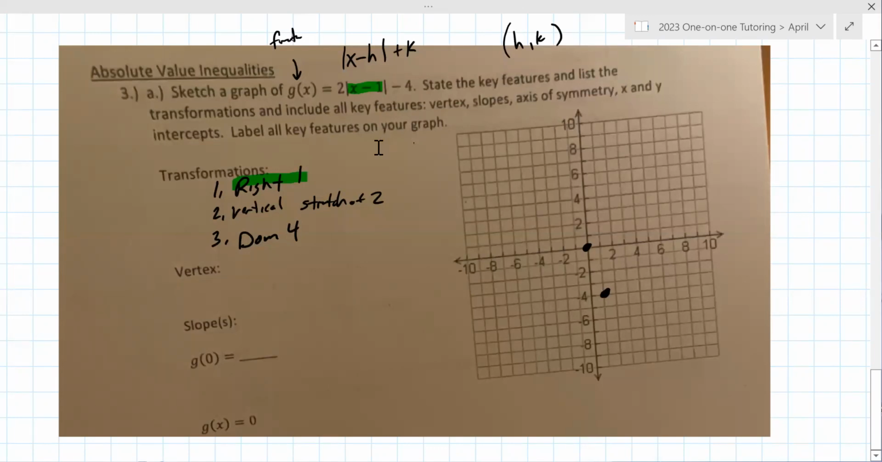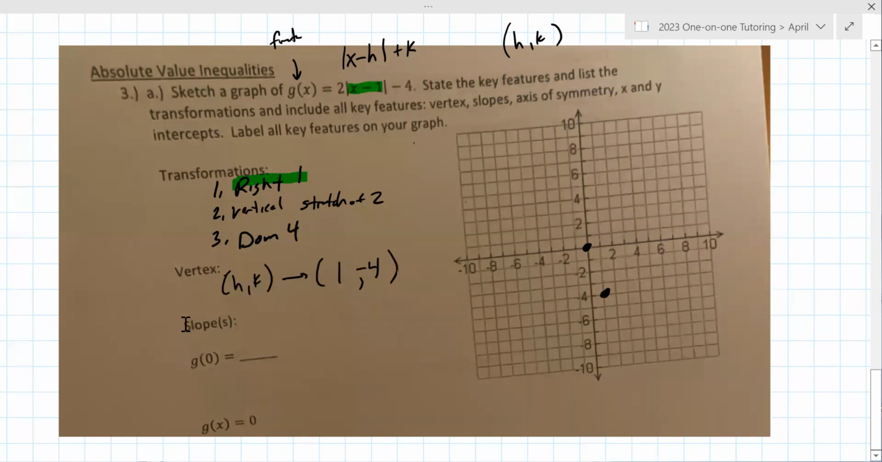Okay, we kind of already alluded to this. The vertex is (h, k). Your vertex is (1, negative 4). Notice that comes from the right 1 and down 4. It's very easy to kind of miss this. So maybe after this problem, I'll give you a few to check your understanding of the vertex.